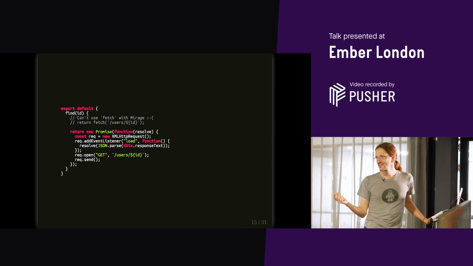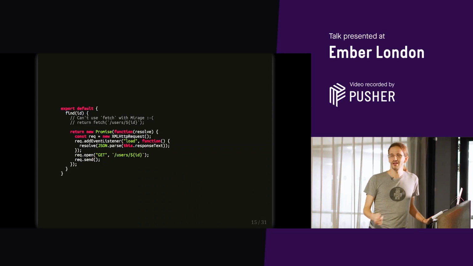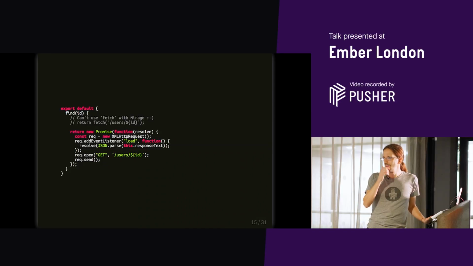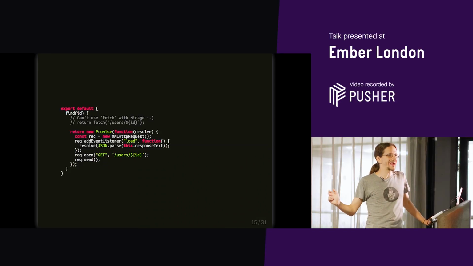Oh, well, no problem. Let's do this with XML HTTP request. This is a bit more verbose, but it works with Ember CLI Mirage. It works with your normal API. And, well, you can just abstract this away, and you don't need to have all that noise in your model at the end of the day. Or you can use a polyfill for fetch that uses an XML HTTP request or something like that, and you don't need to see all the ugliness in your code.